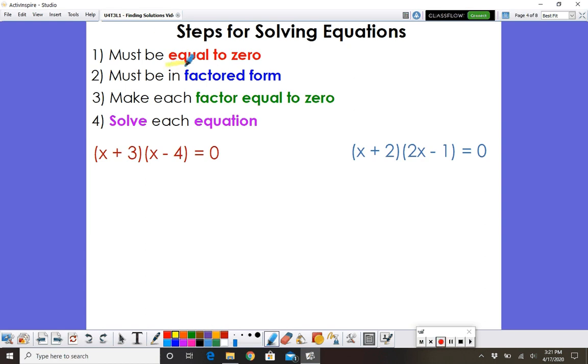So step number 1, your equation must equal 0. So the first thing you want to do is look and make sure it says it equals 0. If it does, then you're ready to move on to your next step. If it doesn't, you have to make it equal 0.